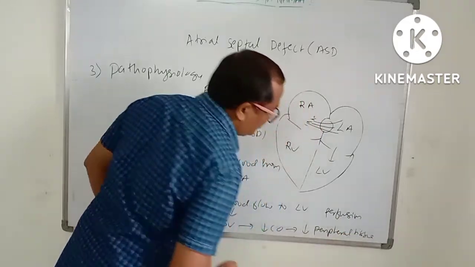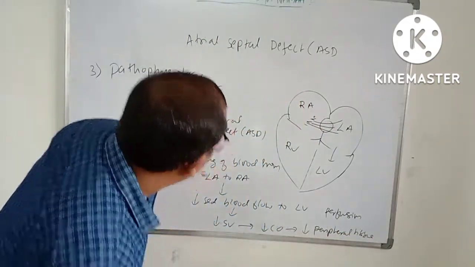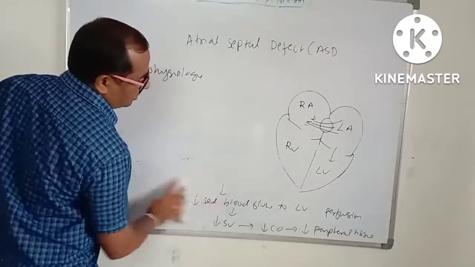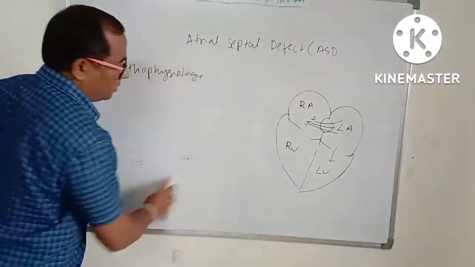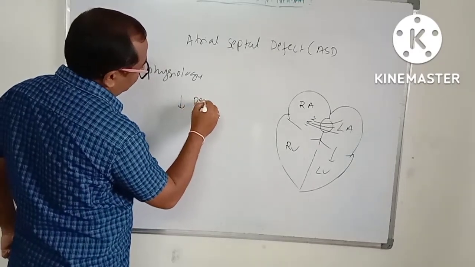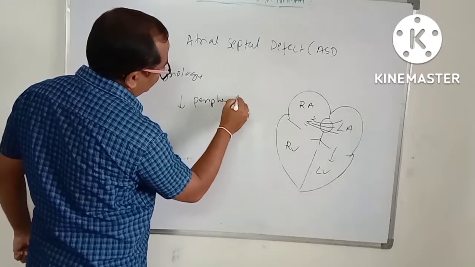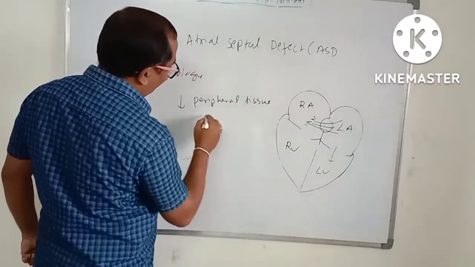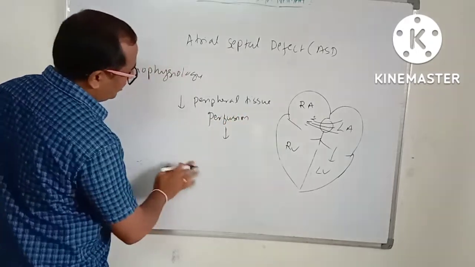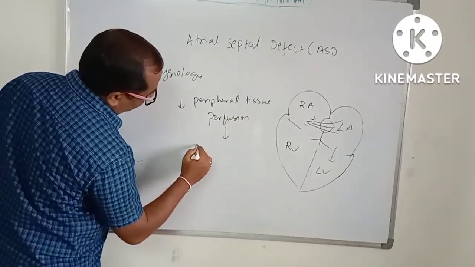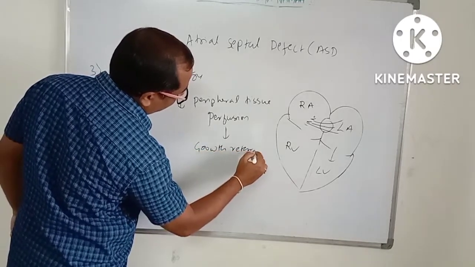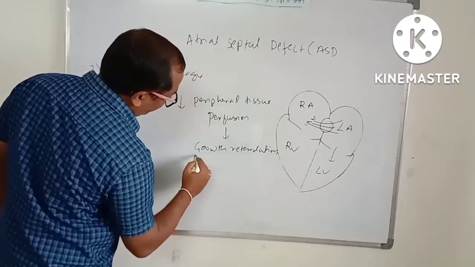So because of this decreased peripheral tissue perfusion, there will be growth retardation or failure to thrive. Okay, so because of decreased peripheral tissue perfusion, there is growth retardation, or we can call it failure to thrive.